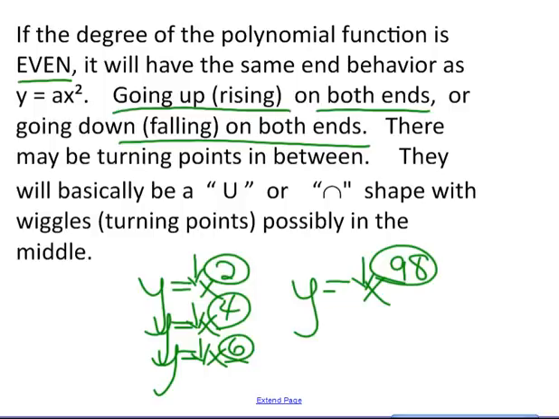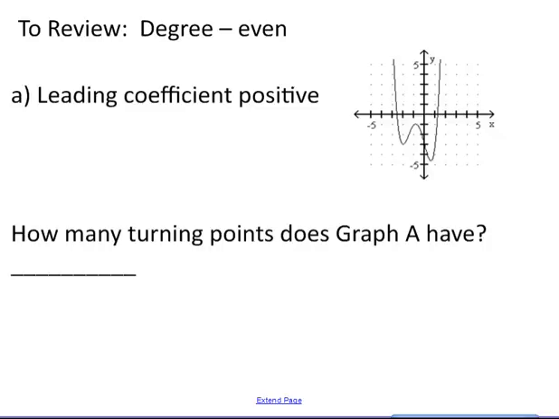It's possible to have turning points in between the end behavior arms, but it's going to be, in general, either a U or an upside down U, with turning points possibly in the middle. So, as long as the leading coefficient, that's the a, is positive, on the ends of my graph they're both going to go up.